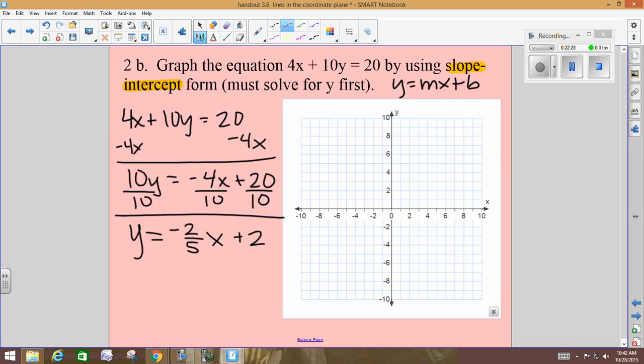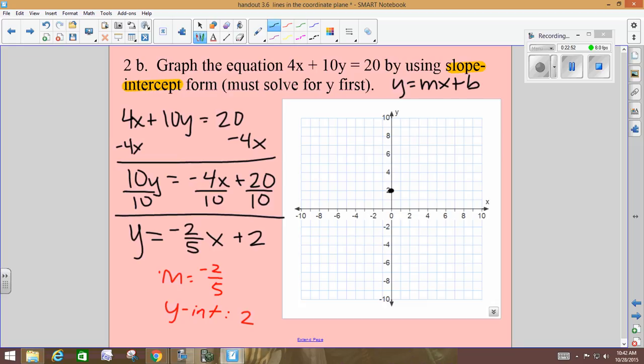Okay. You don't have to put this on here if you don't want to. Your slope is negative 2/5. Your y-intercept, your starting point, is at positive 2. So you go to the y-axis and go up to 2. That's where you start. And then since your slope is negative 2/5, you're going to go down 2 and then right 5.